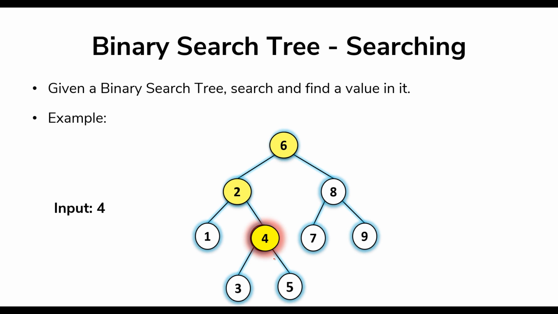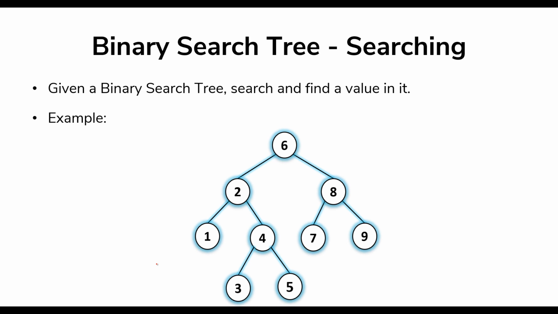Now, I'll compare with the node value. Check whether 4 and 4 are equal. Yes, 4 and 4 are equal. In that case, I'll return the value that the element 4 is present in the binary search tree. Output, I'll be getting it as found. Now, let's take another example and find whether the element is present or not.